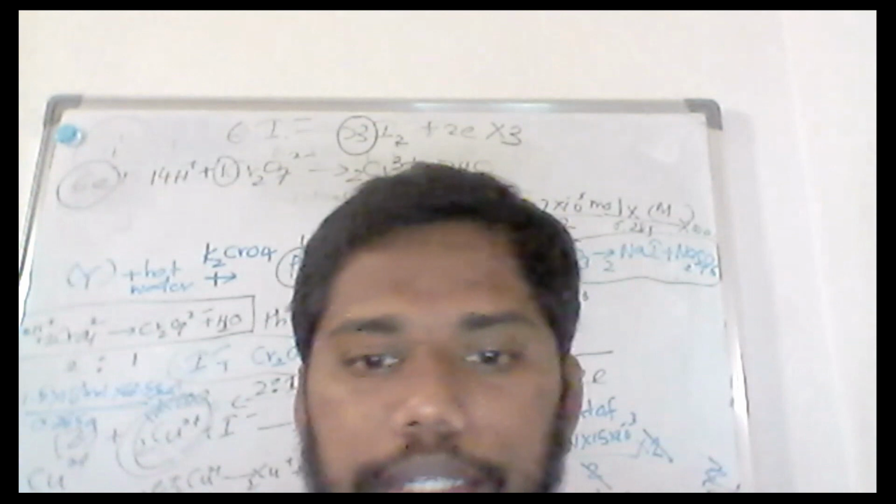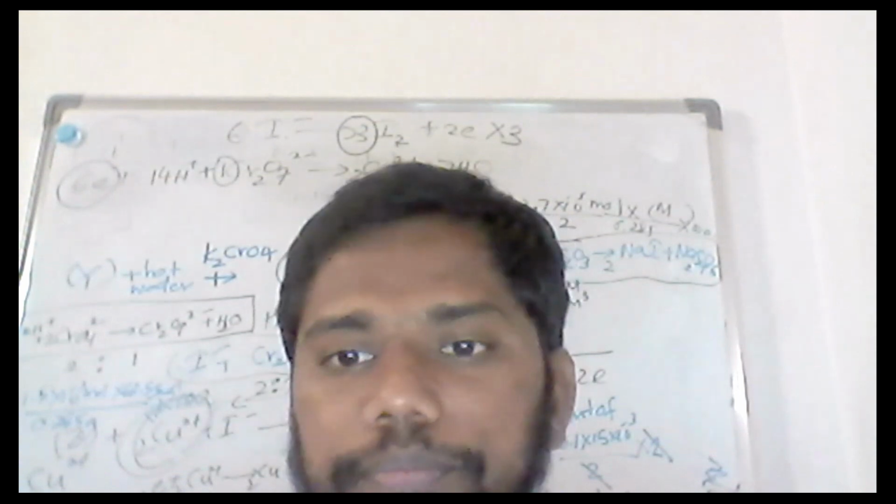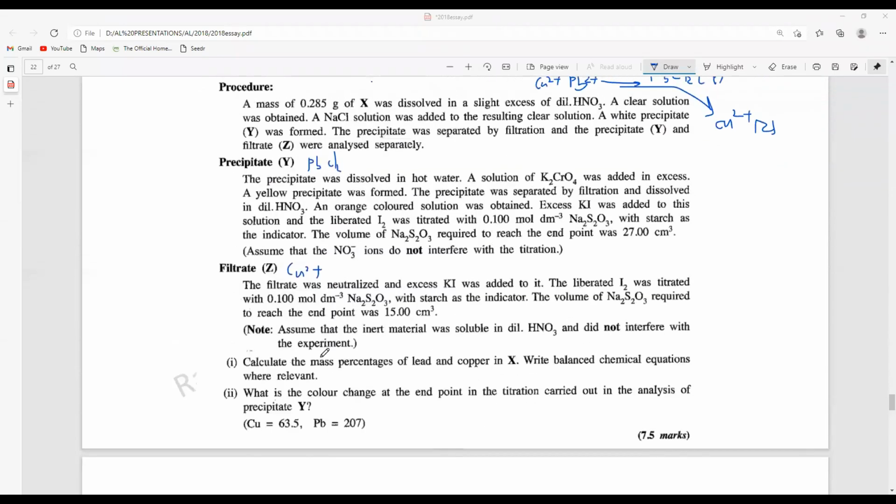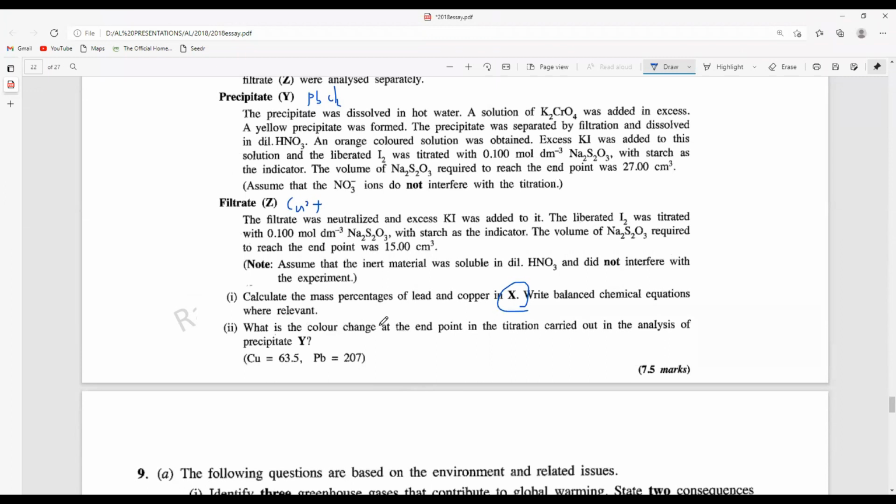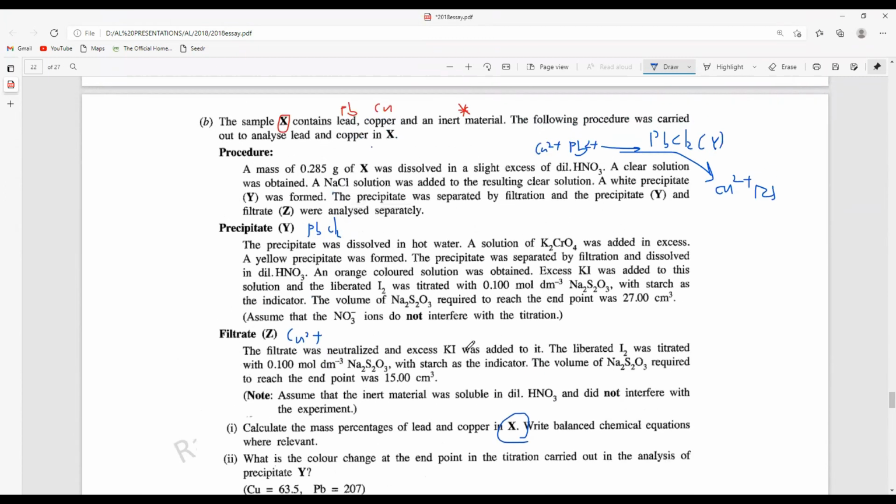And next question. Calculate the mass percentage of lead and copper in X. So you can write down and find the values. And write balanced chemical equations where relevant. So you have to write all the equations relevant to these calculations, all the equations that are mentioned on the board, right? And what color change is at the end point in the titration carried out in the analysis of precipitate Y? So this is the analysis of the precipitate Y.